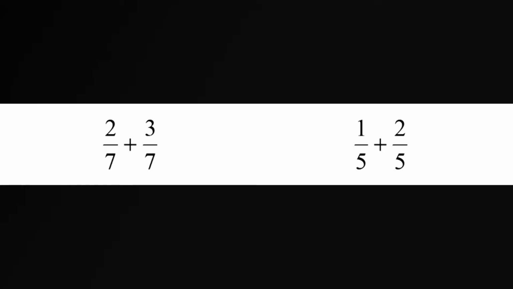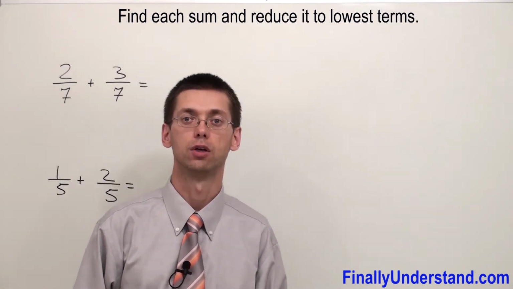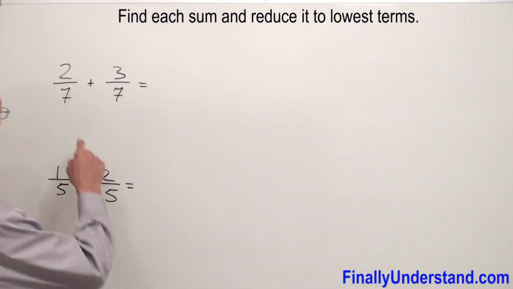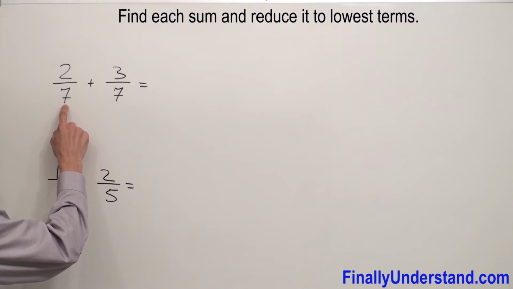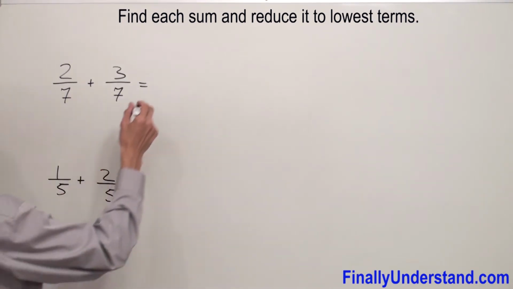Anytime you will add fractions, you have to make sure that you are going to have common denominator. In other words, you can add fractions only when you have the same denominator. In our case, we have the same denominator. The denominator is 7 and 7 over here, okay? So I can add them up.